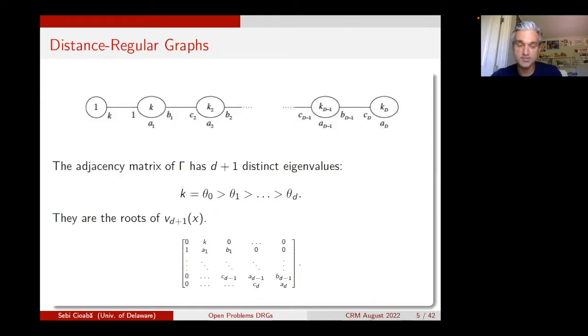Now, you probably have seen this picture. This distance partition can be written as an equitable partition, and it has a quotient matrix, which is at the bottom of the page, and it's known that the eigenvalues of the adjacency matrix of the distance regular graph are these d+1 distinct eigenvalues of this d+1 by d+1 tri-diagonal matrix.